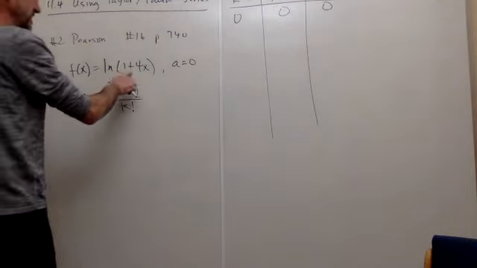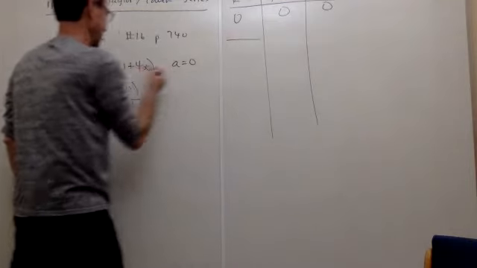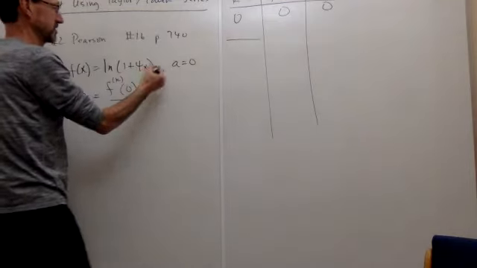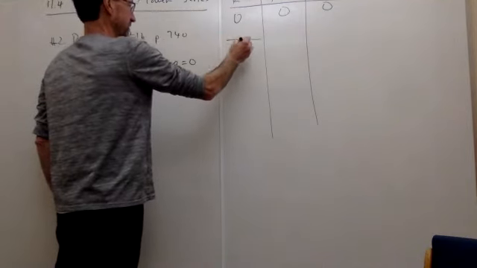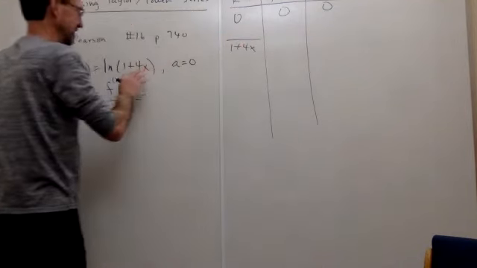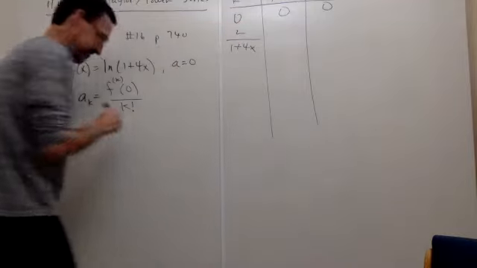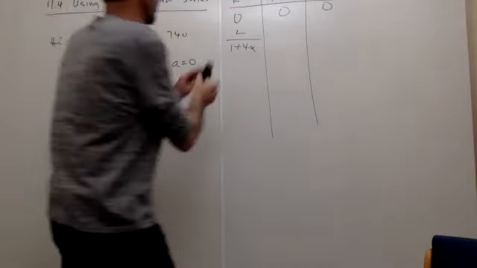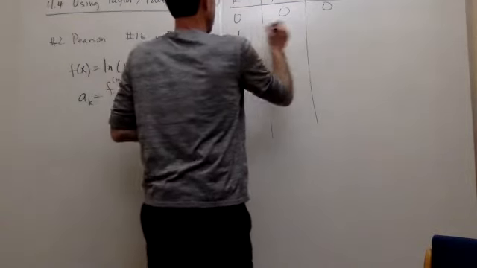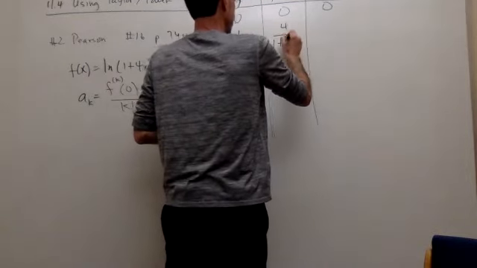The next thing to do is we take the derivative. And because of the log, we're going to put 1 plus 4x in the denominator, and then the chain rule says multiply by the derivative of the inside. Oops, wrong column. First derivative, and we get 4 over 1 plus 4x.